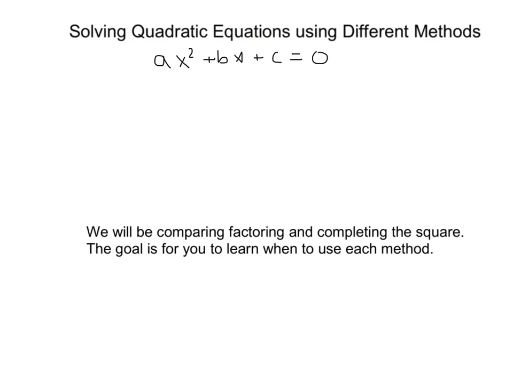So for example, it could be something like this: 3x squared minus 4x plus 5 equals 0. Or it could be negative 2x squared plus 10x minus 8 equals 0. In this first equation, it's quadratic because we have x squared, and then 3 is the a value, negative 4 is the b value, 5 is the c value. In this one, negative 2 is the a value, positive 10 is the b value, and negative 8 is the c value. So we're going to be working with these types of quadratic equations.